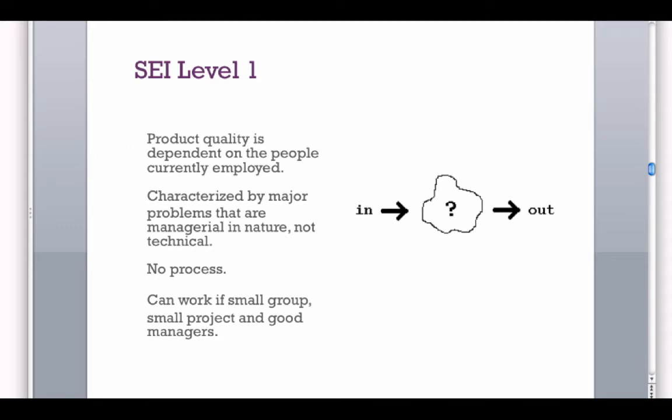Alright, so let's look at each of these levels in a little bit more detail. Starting with level 1. So the higher the level, the better or the more mature your organization is supposed to be. So at level 1, the product quality is completely dependent on the people who are currently employed. At level 1, the process is characterized by major problems that are really managerial in nature, not so much technical.